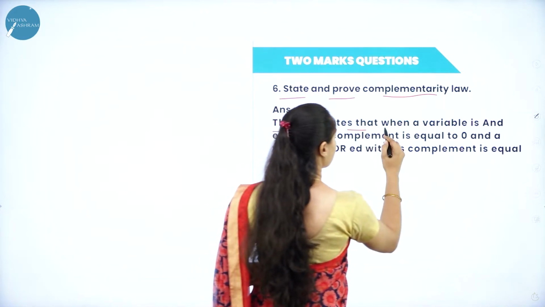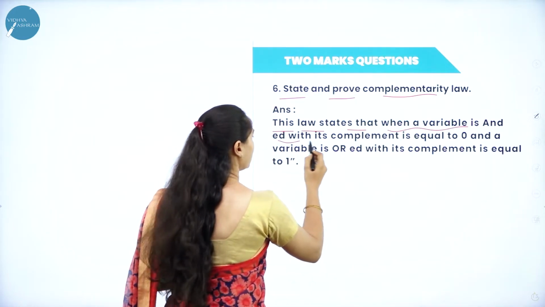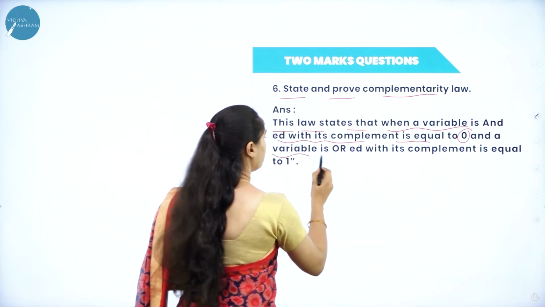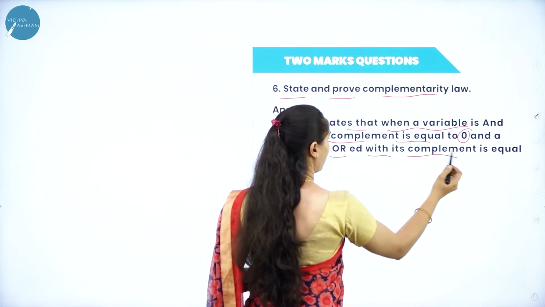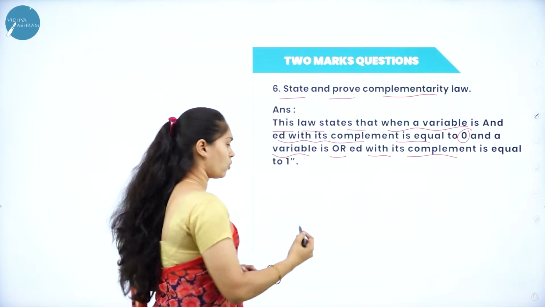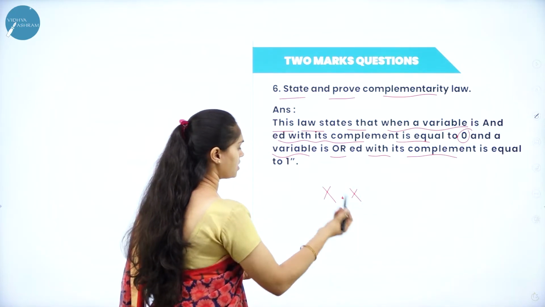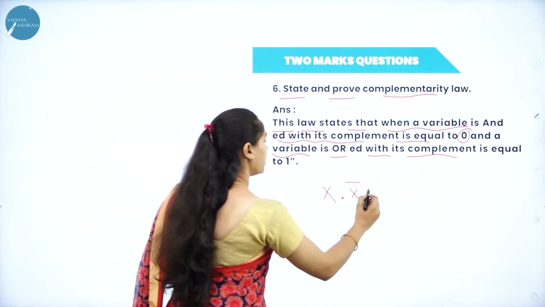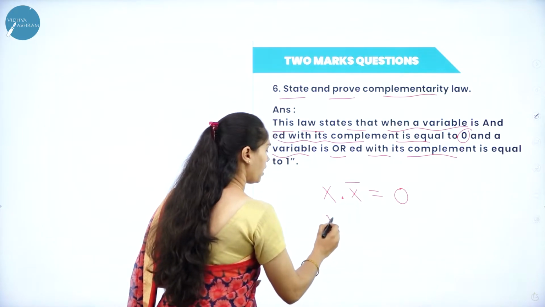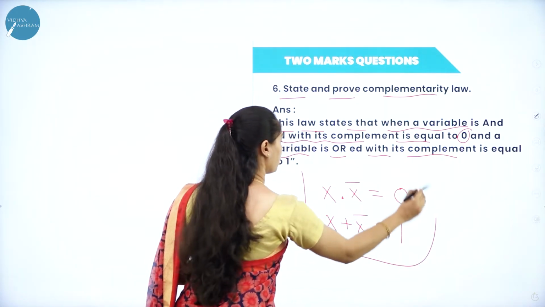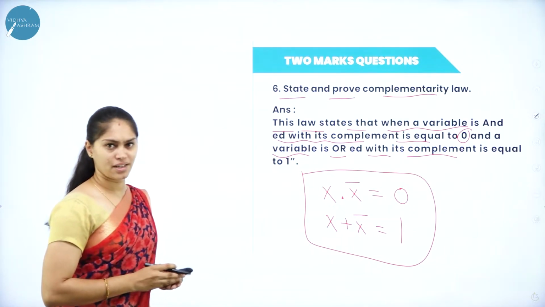So this law states that when a variable is ANDed with its complement, it's equal to 0. And a variable which is ORed with its complement, then that is equal to 1. So that means, when I AND this variable with its complement, it will be 0. When I OR a variable with its complement, it will be 1. This is what we are going to learn in the complementarity law.